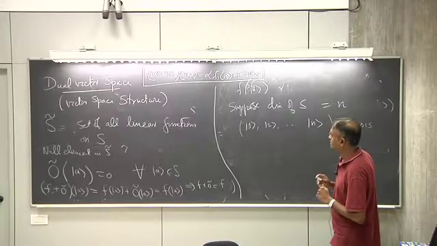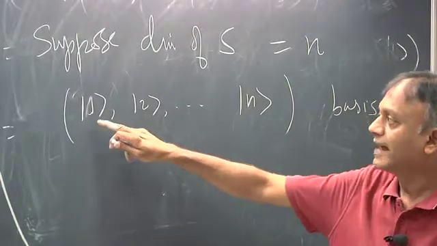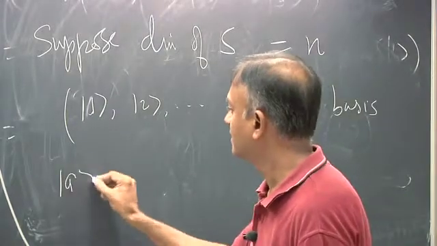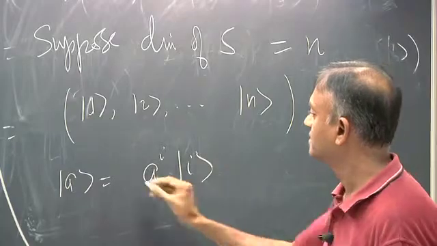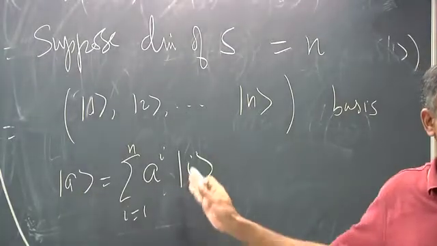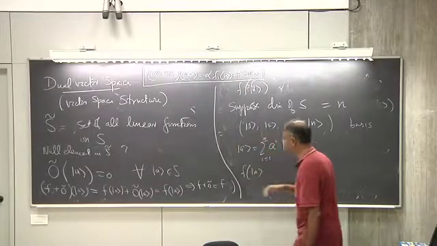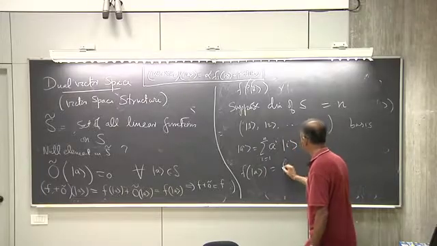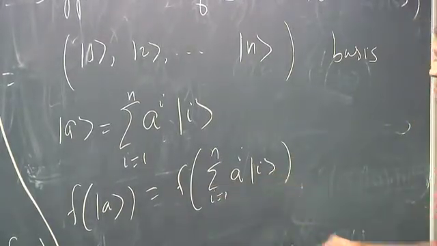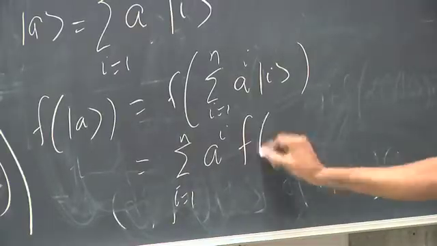Then you see, to define a linear function on S, it is sufficient to define the value of f for each of these basis vectors. Why? Because any vector A, I can write as the sum over i of ai ei, right? The fact that it is a basis means that any arbitrary vector I can expand as a linear combination of these. Now, f of A, if f is a linear function, is the same as f of the sum i equal to 1 to n of ai ei. But now, using linearity, this is the same as the sum i equal to 1 to n of ai times f acting on ei.